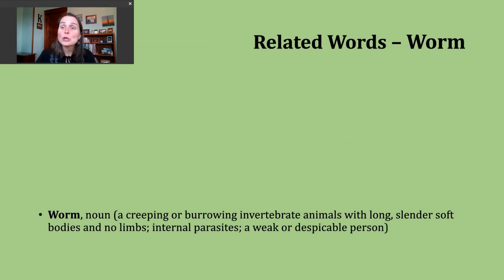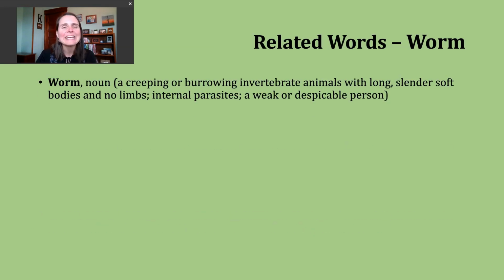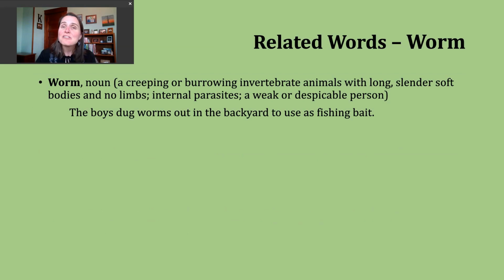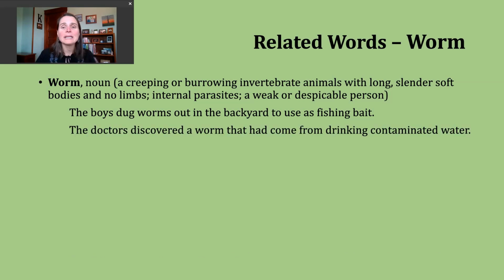Now, let's spend a moment looking at some words that are related to our verb worm. And the first word we're going to look at is just the noun form of this word. So exact same spelling and the exact same pronunciation. Like our verb, the noun worm can have several different meanings. One meaning is to talk about a creeping invertebrate animal, right? So nothing with a spine, right? That's long, it's slender, it has a soft body, it doesn't have any limbs.